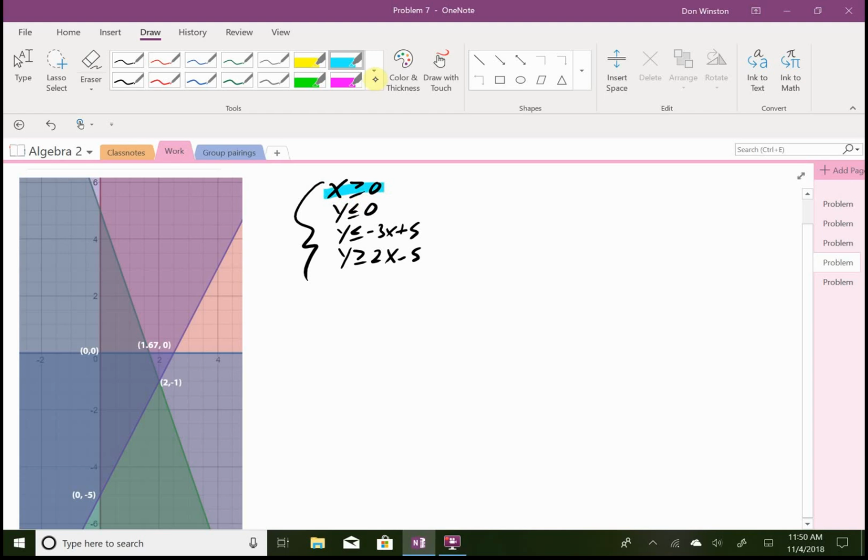So the first equation, x is greater than or equal to 0, will be that there. Let me label it up here, x is greater than or equal to 0. The other equation, y is greater than or equal to 0, will be this here, y is greater than or equal to 0.